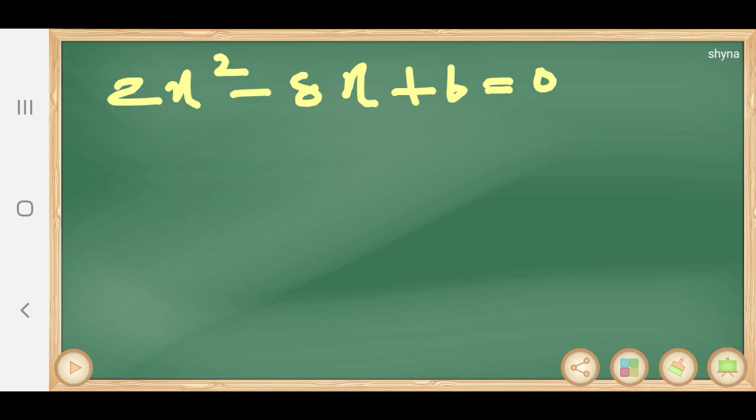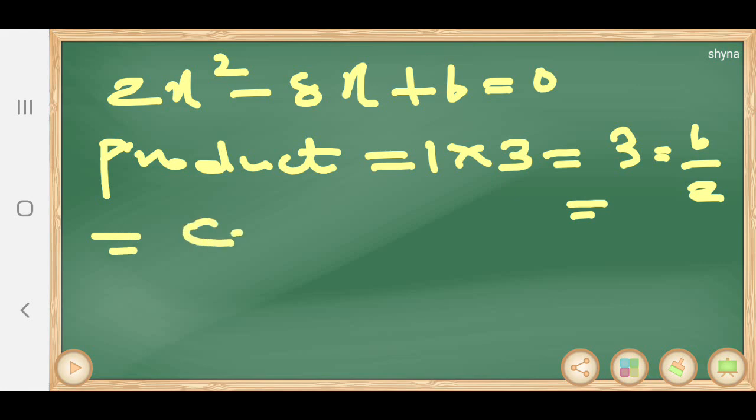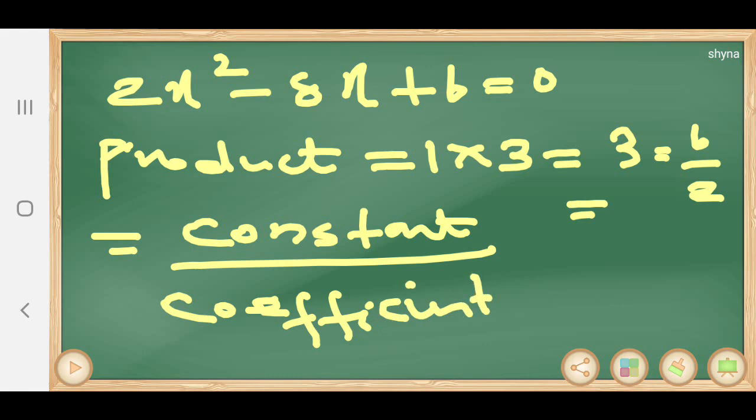Yeah. For the same equation and for the same zeros, what is the product? Yes, the product of zeros is 1 into 3. 1 and 3 are the zeros, product of zeros, 1 into 3 equal to 3. Can you get a 3 from this? Yeah, 6 by 2 equal to 3. What is 6? 6 is the constant term. Constant term divided by what is 2? Coefficient of x square.